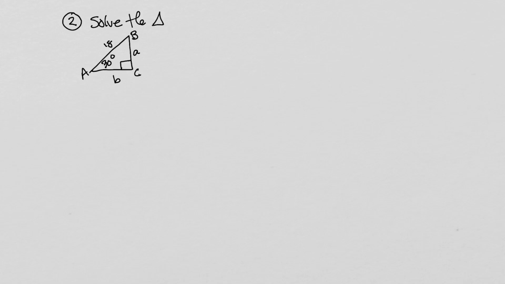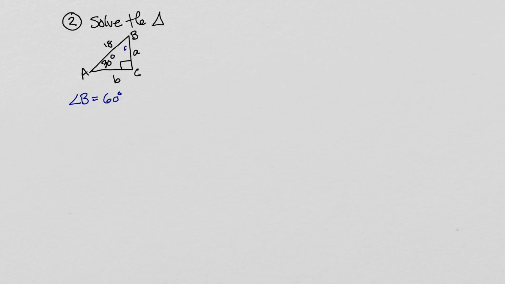Let's get this angle. We want to solve this triangle. We can get this angle here because we know that 30 degrees plus 90 degrees is 120 degrees, and these three have to add up to 180. So this is going to have to be 60. So we know that angle B is 60 degrees.